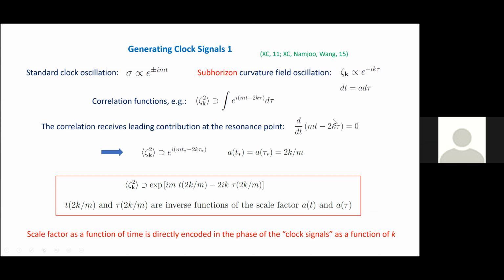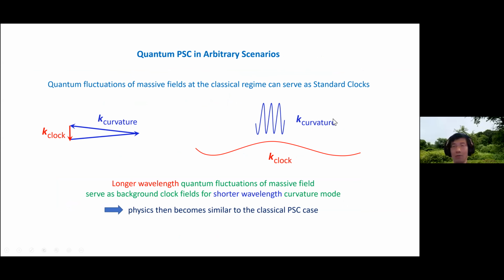Sorry, it got frozen. Okay, now I come back to answer the questions about non-Gaussianities. As I just showed previously, quantum fluctuations of a massive field in the classical regime behave very similarly to the classical ones. I also explained there's a hierarchy of scales between k long and k short, one being long wavelength modes, the other short wavelength modes.